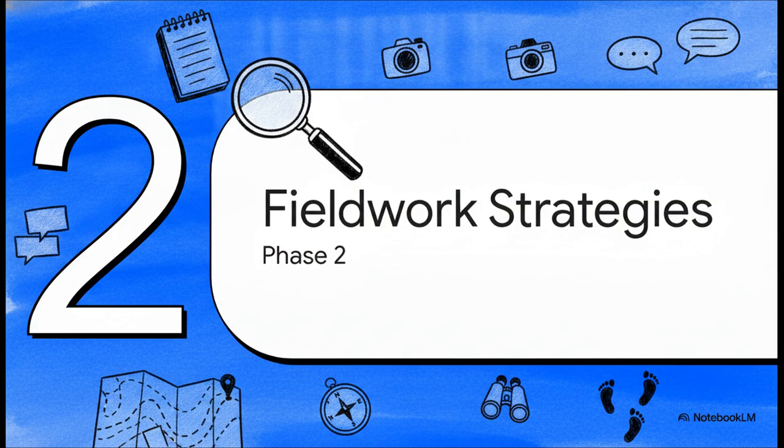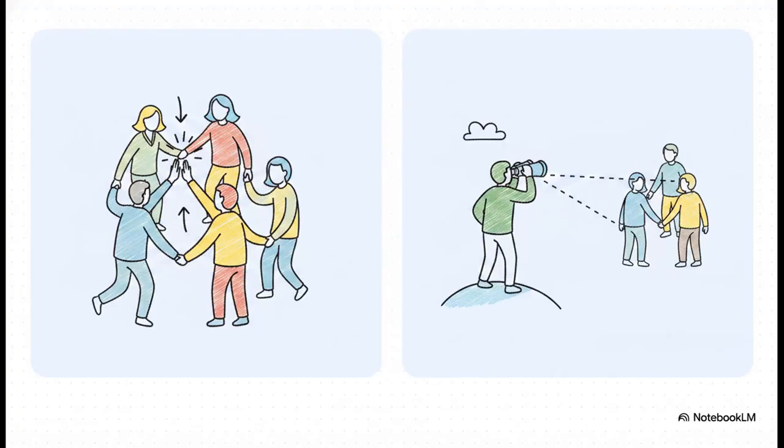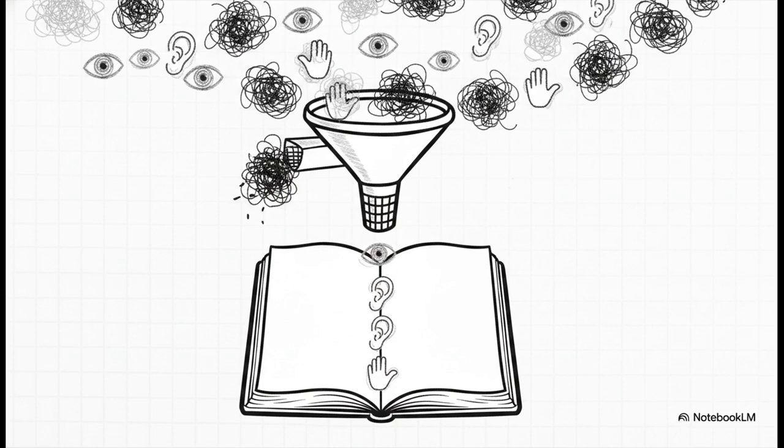Moving right along to phase 2, strategies for the field. When you are actually out there in the field, you have to carefully balance the tension between two distinct roles. Are you an insider? Like, are you playing on the field to build trust and understand the culture from within? Or are you an outsider, watching from the bleachers to maintain a broader, totally unbiased view? Now, there isn't a single right answer here, but you must deliberately choose your stance to make sure your findings remain authentic and trustworthy.